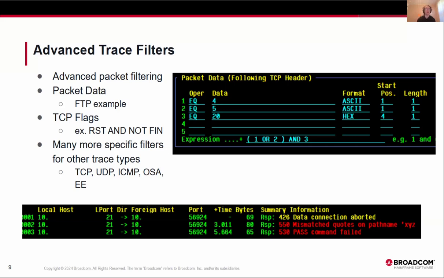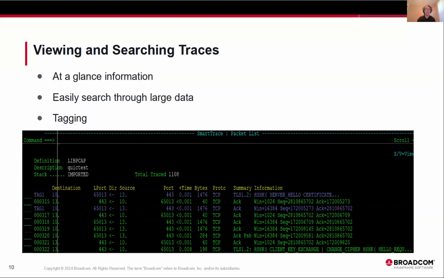We also provide a whole lot more specific filters based on other trace types that you're working with. We generally talk about TCP, but of course, there's a ton of other protocols out there: TCP, UDP, ICMP, OSA, Enterprise Extender. These are all trace formats or trace types that we support, and each one of those has their own specific filters to help you get the data that you're after for those protocols. And again, we provide context-sensitive help for each one of those fields in there. So if you're a little unsure about what you're trying to go for, we provide information about that. So that's all about creating traces.